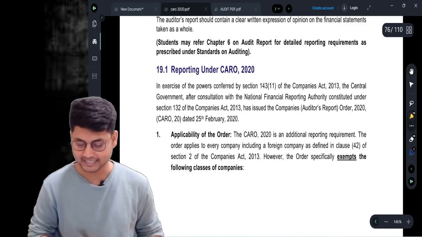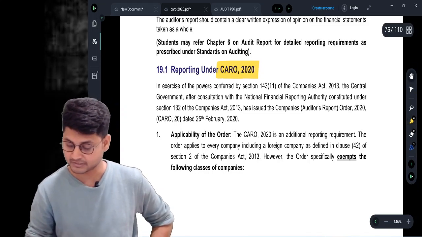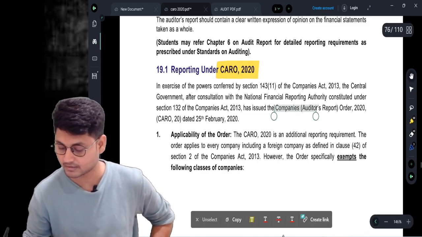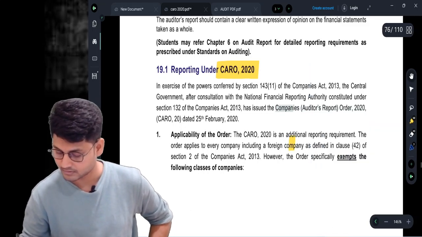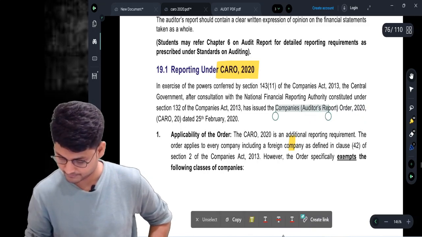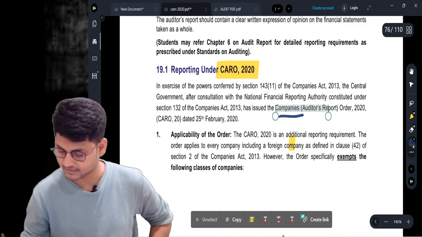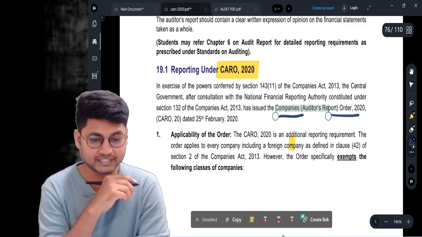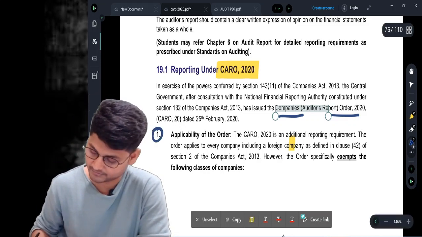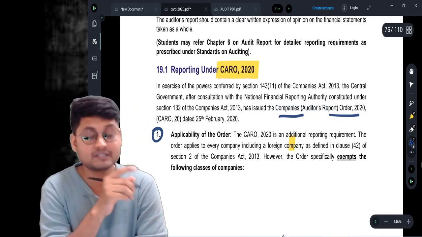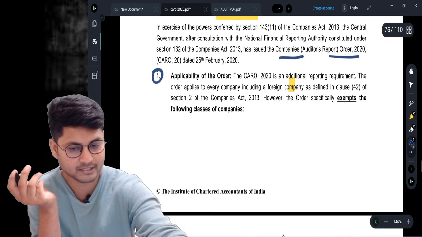Let me highlight a few things. It is CARO 2020, the Companies Auditor's Report Order 2020. Now there are 4 paragraphs. This is paragraph number 1, which talks about the applicability of the order. Let us now talk about the applicability of the order.